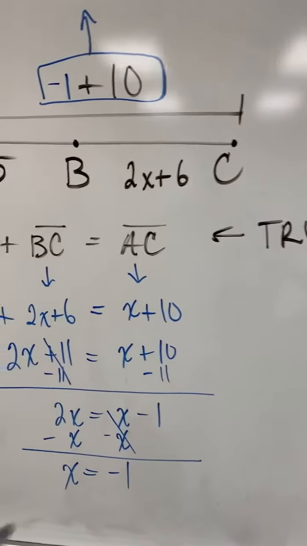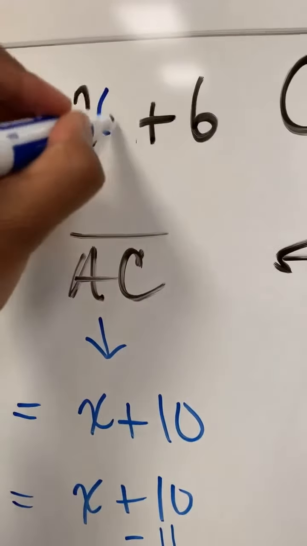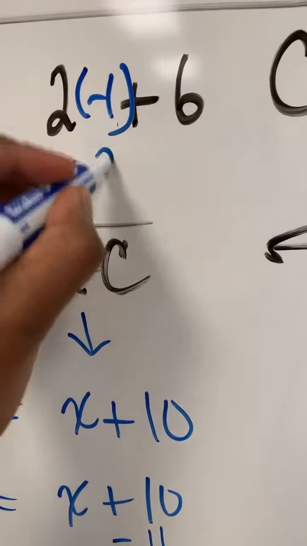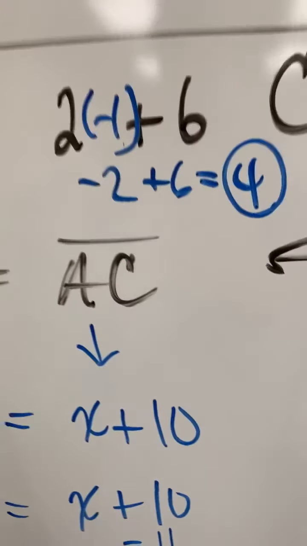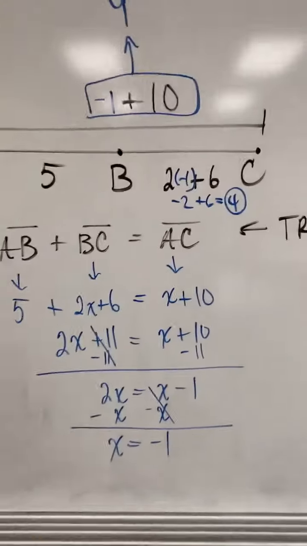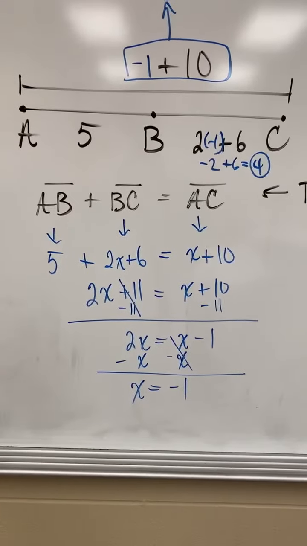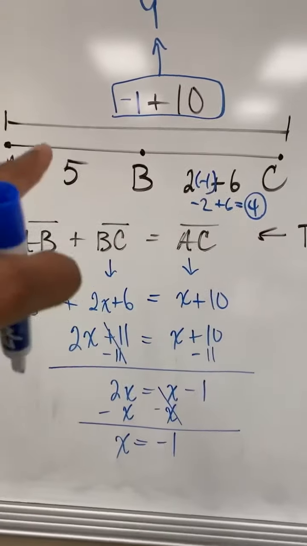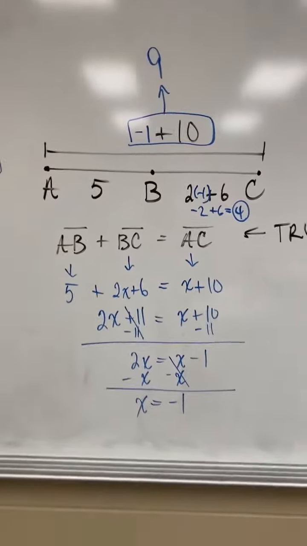And it will happen even if I were to calculate right here. If I were to put a negative 1 right there, I'll get negative 2 plus 6 is equal to 4. See what I'm saying? So all of these numbers have to verify and check right back out so that everything remains equivalent to each other. So 5 plus 4 is equal to 9. So we just figured it out.